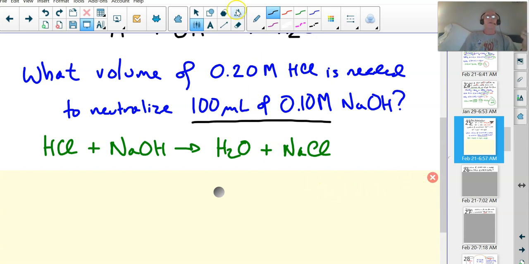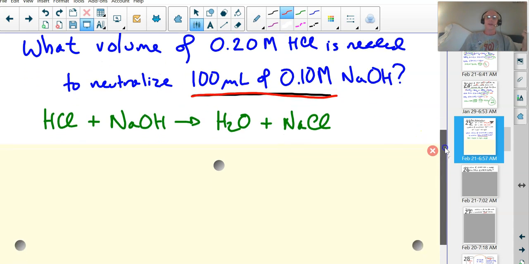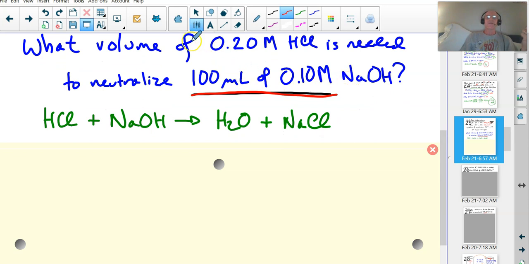All right. Now, the only thing we know here is, remember, M times V. And M times V is equal to number of moles. And this is the only information we have on that. So we're going to have to use M times V for the base to figure out the volume of the acid, which is what's asked.